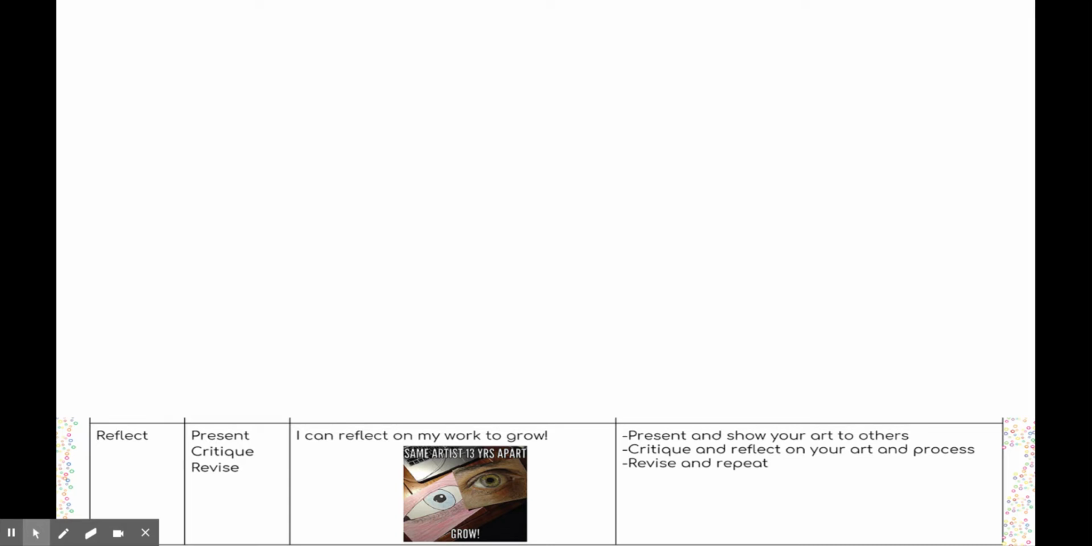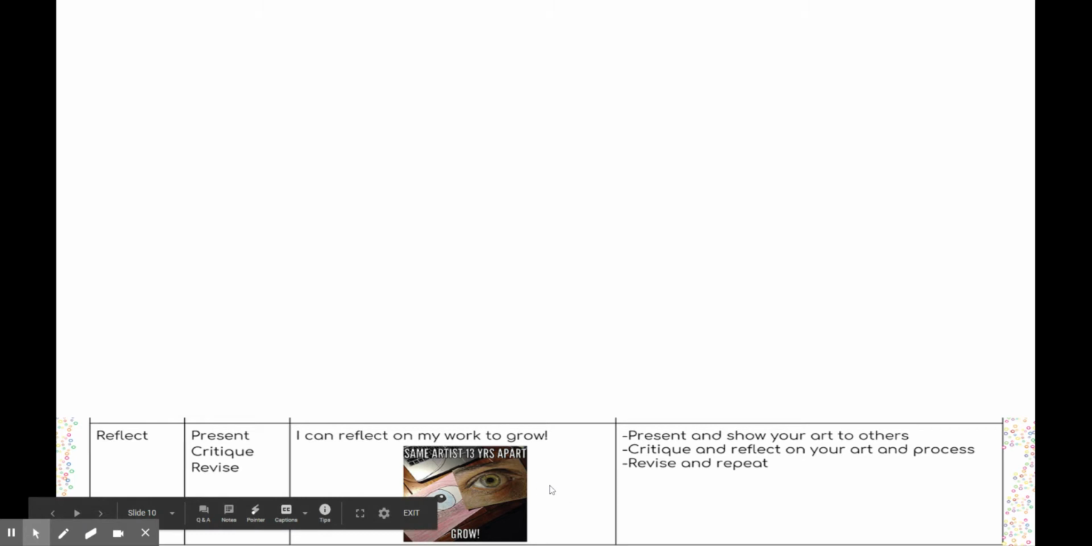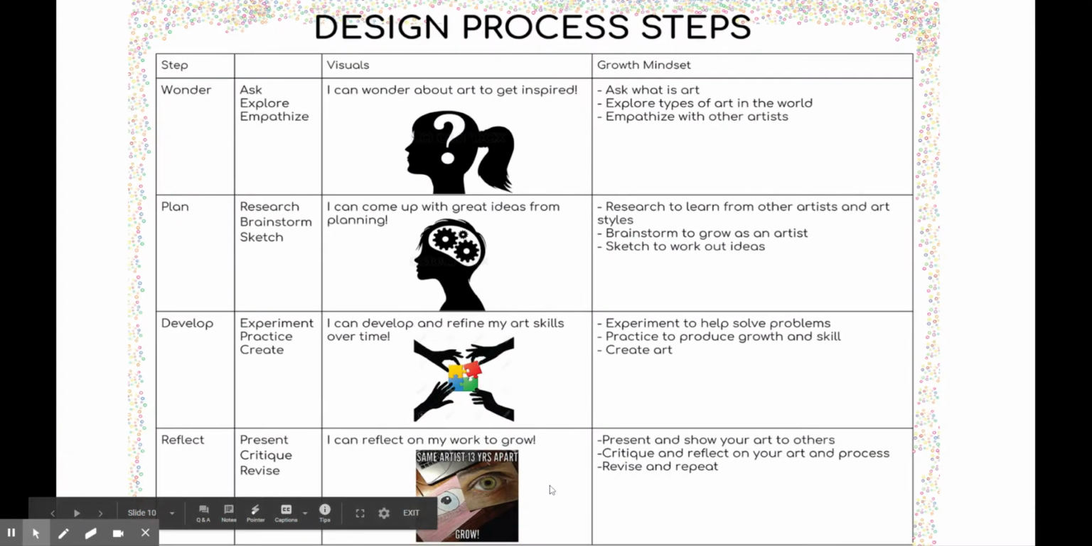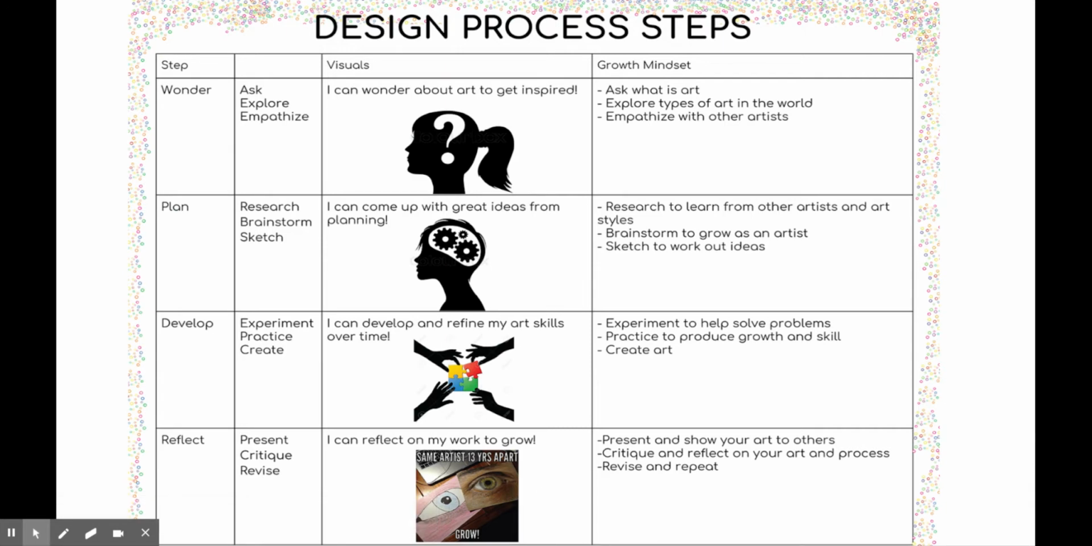And then we might revise something, change something, right? Or repeat it, decide, boy, this one piece of this, I really like this. I'm going to do a whole other piece just trying this one technique. And the biggest thing that we should remember on the I can statement is I can reflect on my work to grow. If you look at this picture here, this is the same artist 13 years apart. They grew in their artwork, and so do we.